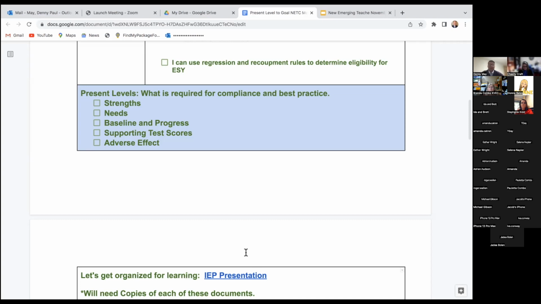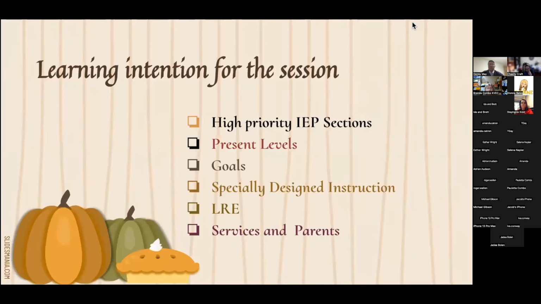So let's just jump in here to the presentation for a second. We can look at the learning intentions for this session. High priority IEP sections, that's what we're talking about. We're talking about present levels, goals, and specially designed instruction. We're talking about LRE. We're talking about services and how we deal with parents.